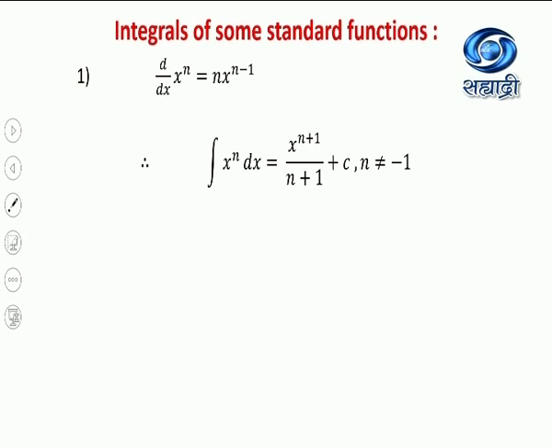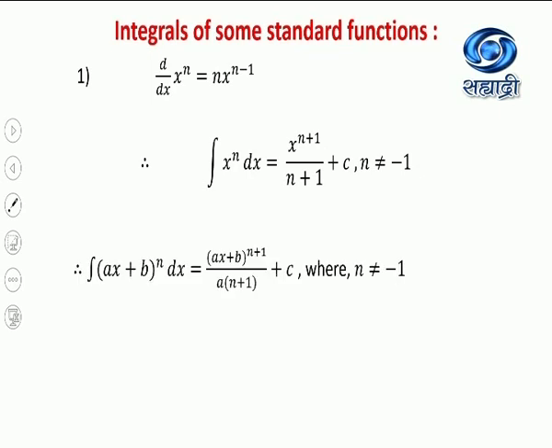So integration of x cube dx is equal to x raised to 4 upon 4 plus c. Now using the result which we saw previously, if it is ax plus b raised to n, anything apart from x, and there is a coefficient of x, so we need to divide it by the coefficient of x in the answer. So ax plus b raised to n plus 1 as it is upon n plus 1 into a plus c, where n is not equal to minus 1.